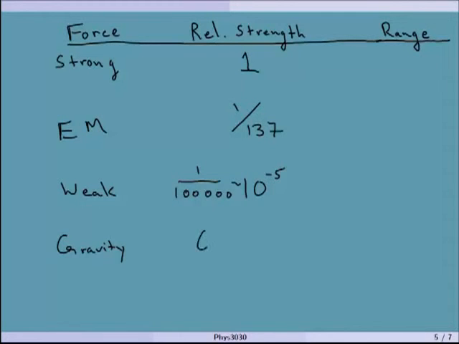So gravity is 6 times 10 to the negative 39. There's no way I'm writing out 39 zeros. So it is 1 over 10 to the 39 the strength of the strong force. Very, very small. Much, much smaller than any of these. And you can see that these three, compared to gravity, are sort of in the same range. And that's why they are all working at the nuclear level.